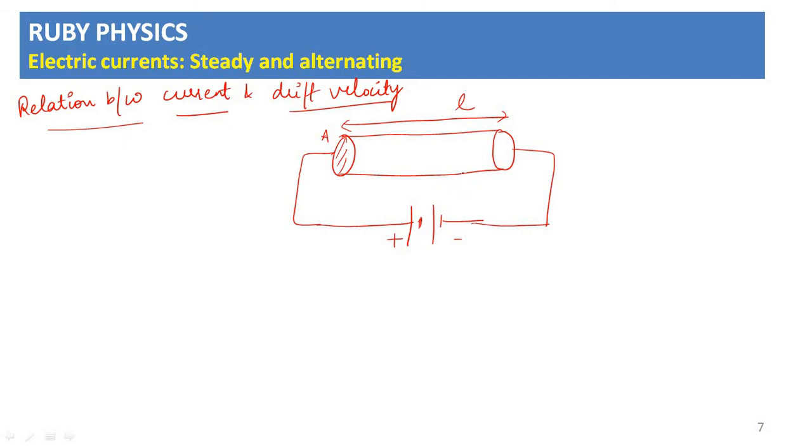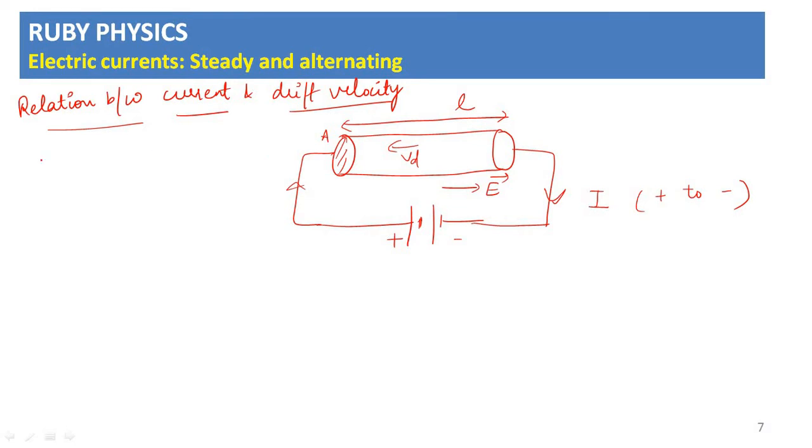In the presence of an electric field there is a drift velocity, as I told you in the previous video. This drift velocity is in the direction opposite to the electric field, and the direction of the current is from positive to negative. This is the direction of current. The conventional current is from the positive to the negative direction. So we have considered a conductor of length L and area A.